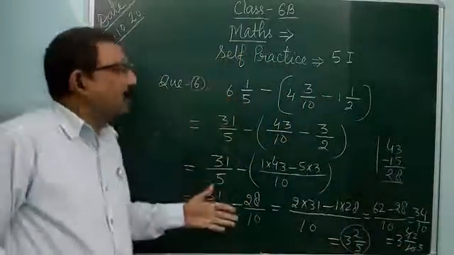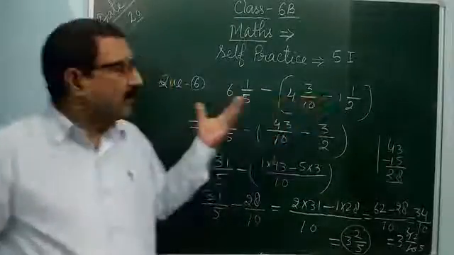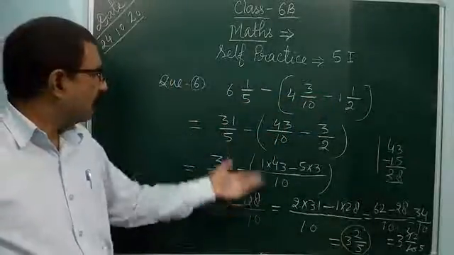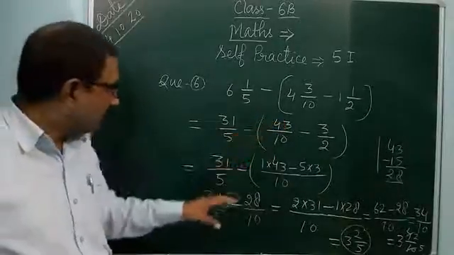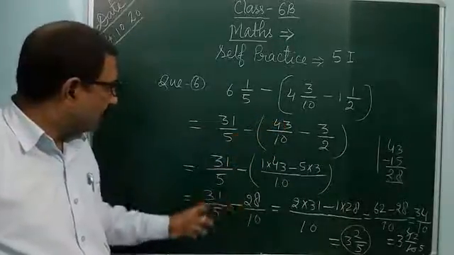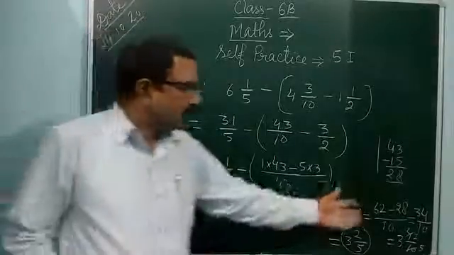So in this way you can do. It is very easy. Firstly you solve the bracket portion. After solving the bracket portion, you take what result has come, 28 by 10, with 31 by 5, and you solve together, like that you can do at last.